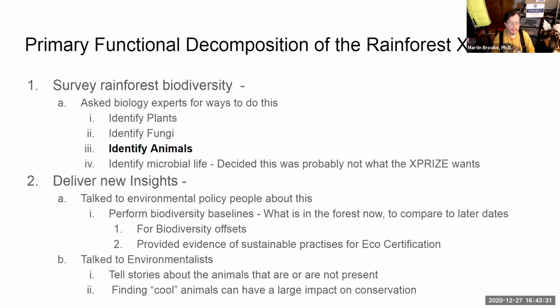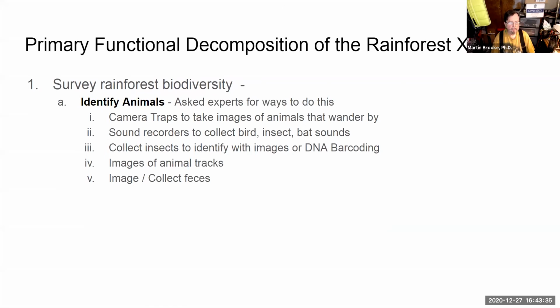So now let's go back to our list and look at identifying animals. Experts once again helped us with the data they need to identify the species of an animal in the rainforest. The big problem is that animals are either elusive and rare, such as predators, or so abundant that you can get overwhelmed with the diversity, like insects.